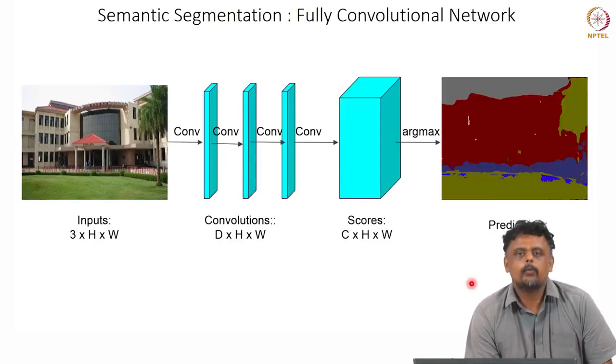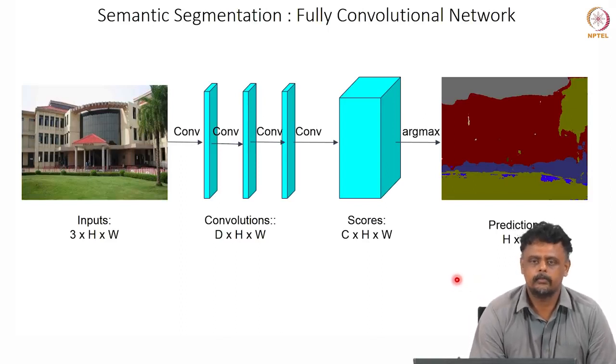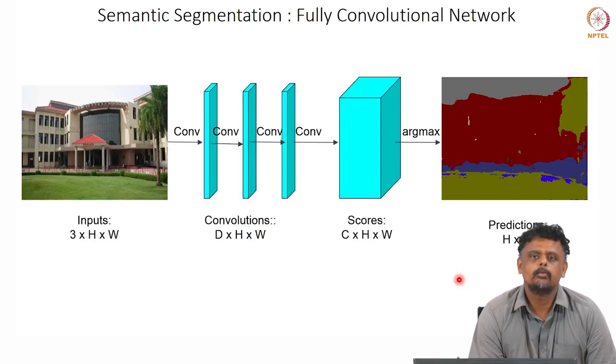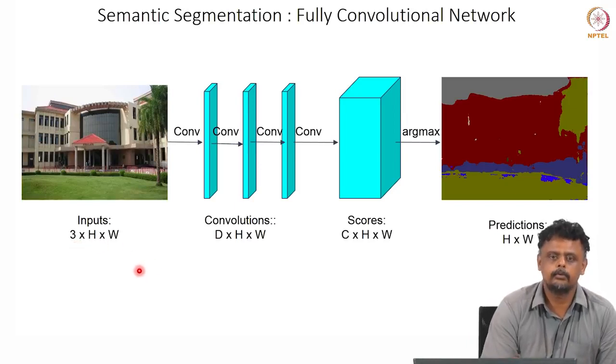So what would we ideally want? That's where we are now slowly moving into this fully convolutional neural network. We'll see what that is in a few moments. What would we ideally want? We want an input image, let's say of size h cross w, with 3 channels.